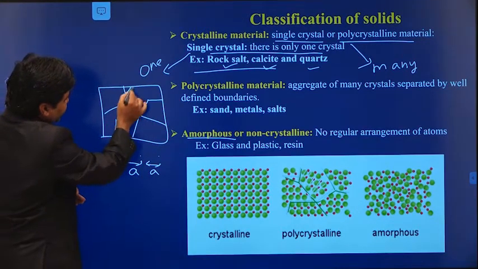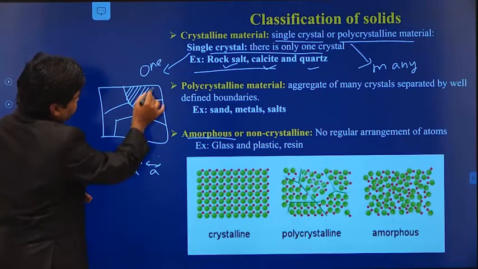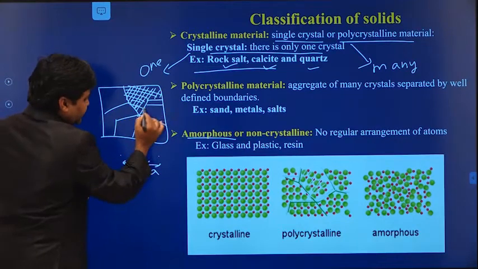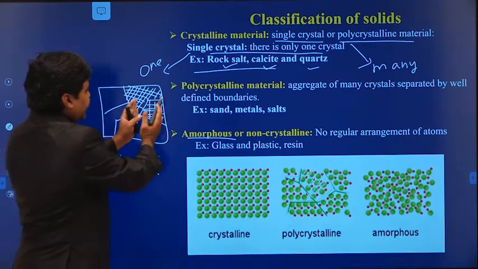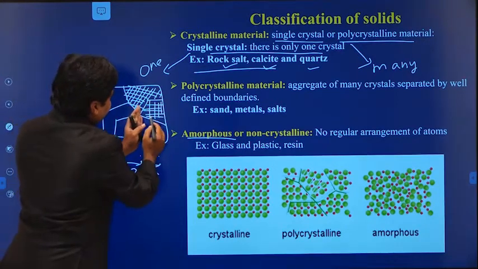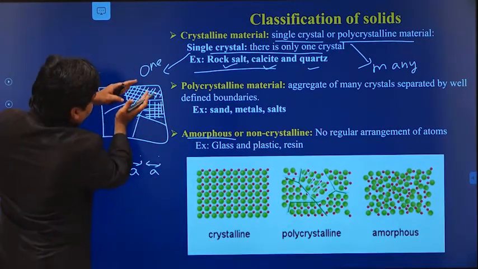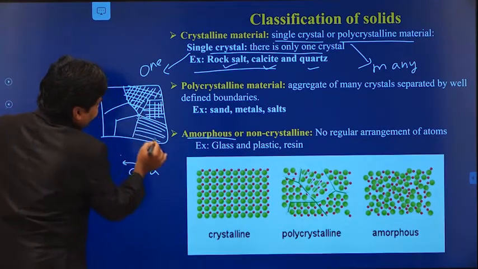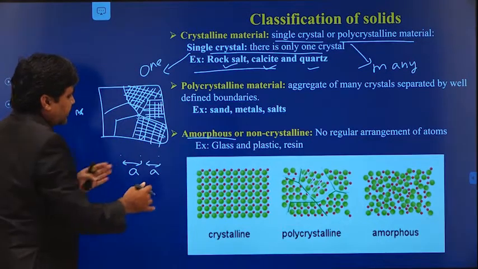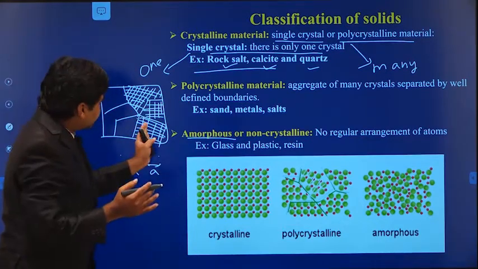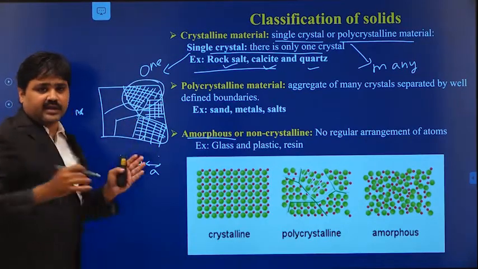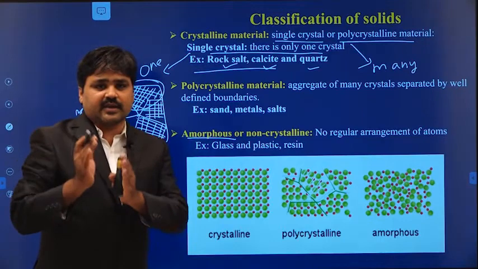Within this grain, the arrangement is regular and periodic. Within this grain also, they are in a regular and periodic manner. But in different grains, they are oriented in different directions. In this grain you can see they are oriented in this direction, and in this grain in a different direction, maybe another direction in yet another grain. There is no particular relation. This is also crystalline, because within this grain the atoms are arranged in a regular and periodic manner.